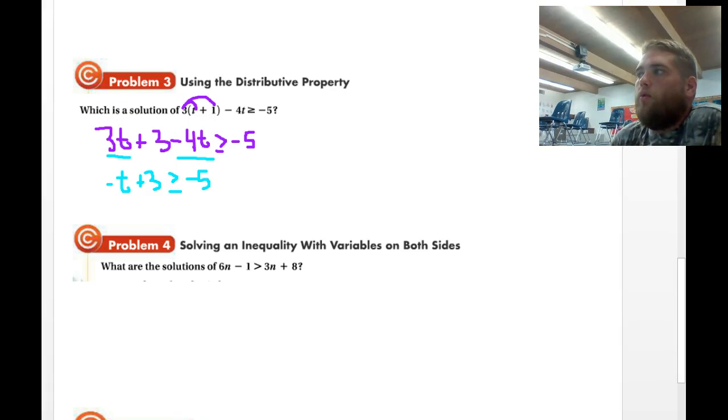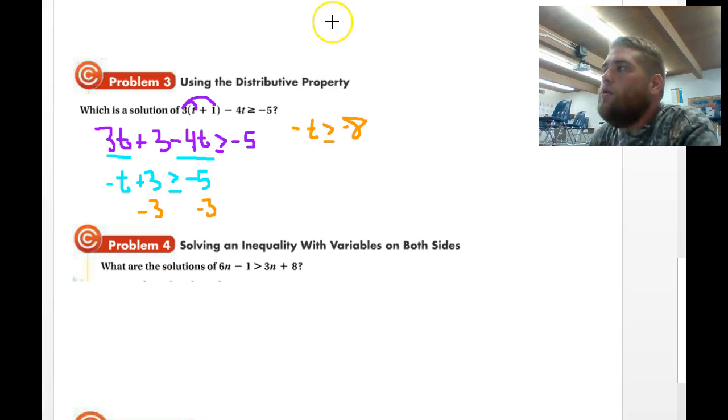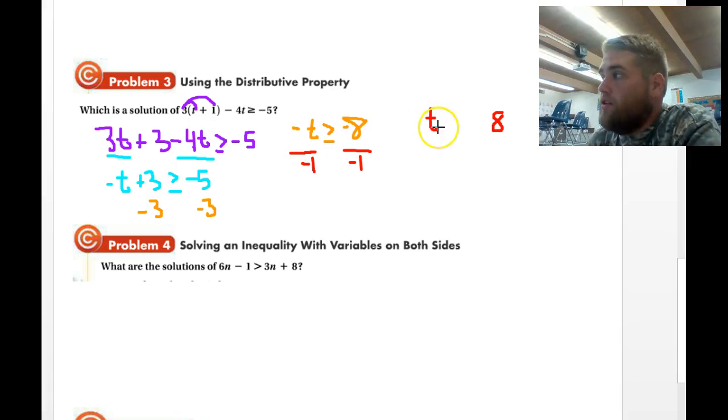Okay, so I just took 3t minus 4t, which gives me -t. Okay, then I want to get t by itself, so I subtract 3, and I'm left with -t is greater than or equal to -8. Okay, so now I don't care what -t is, I want to know what t is. So in order to get rid of my negative sign, I divide by -1, and I get t, and I get 8. But remember, when you divide by a negative, we have to flip the sign. So we flip our sign, and I get that t is less than or equal to 8.